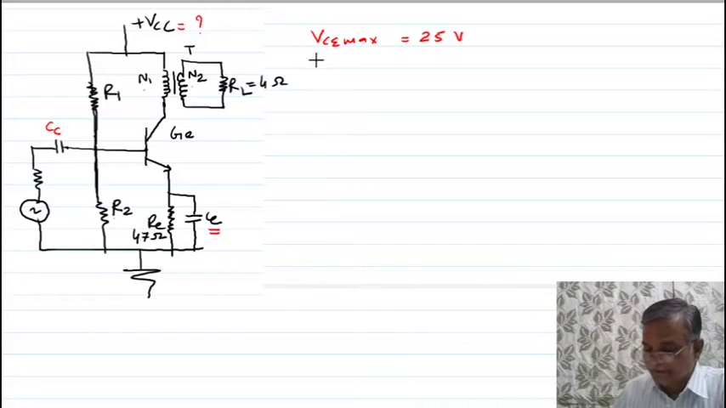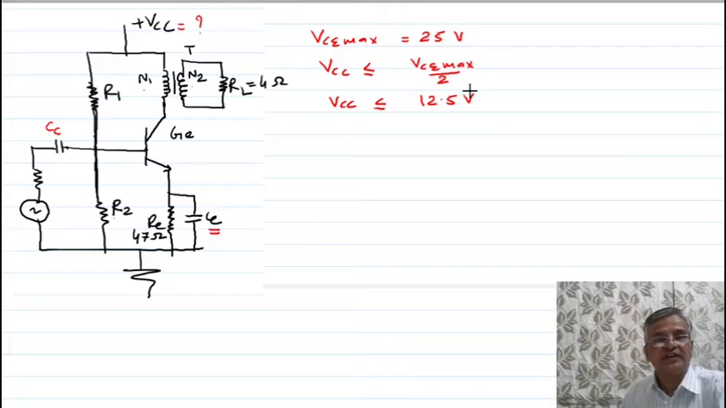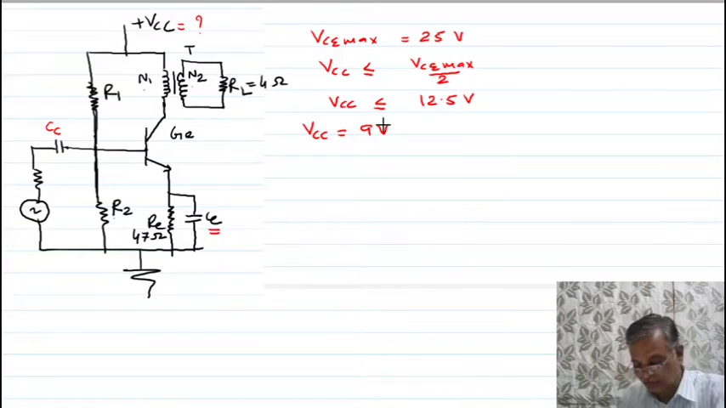Remember, the supply voltage should always be selected from this equation. So your VCC should be less than or equal to 12.5 upon 2, meaning 12.5 volt. So I am taking VCC equal to 9 volt. If you say, sir, I want to take 10 volt, you can take 10 volt. So 12 volt you can take.